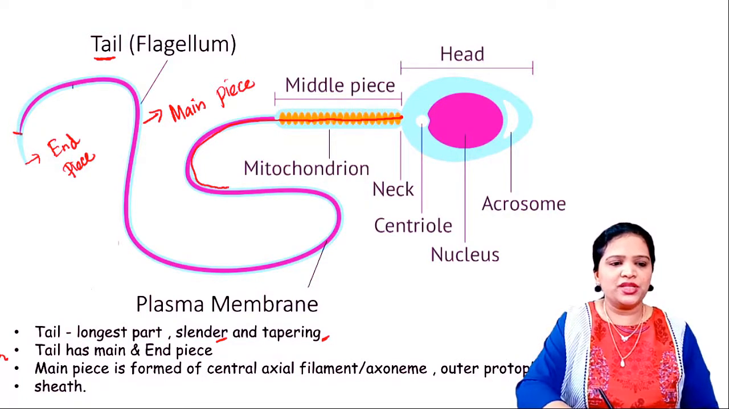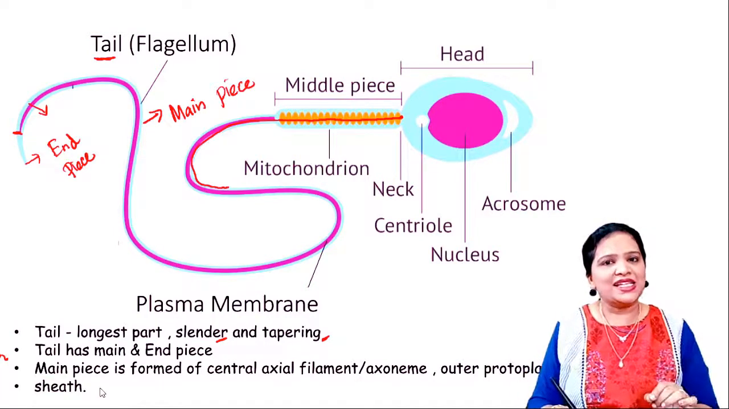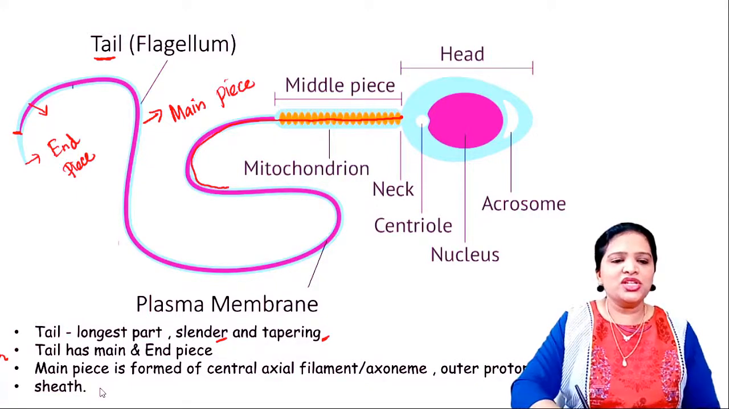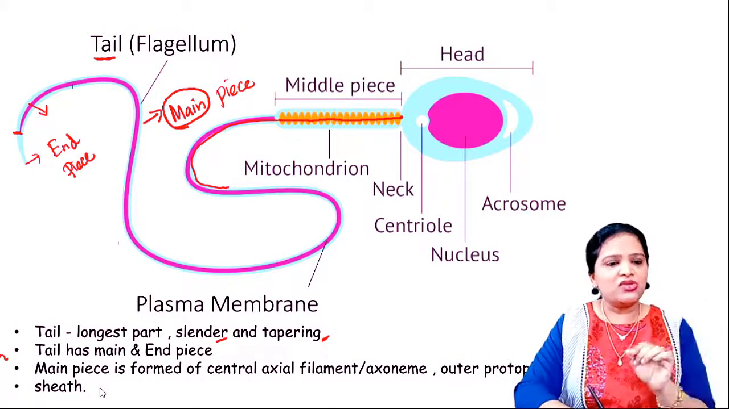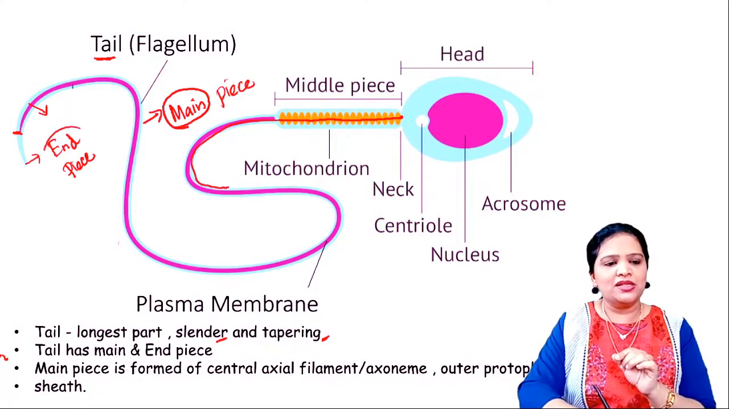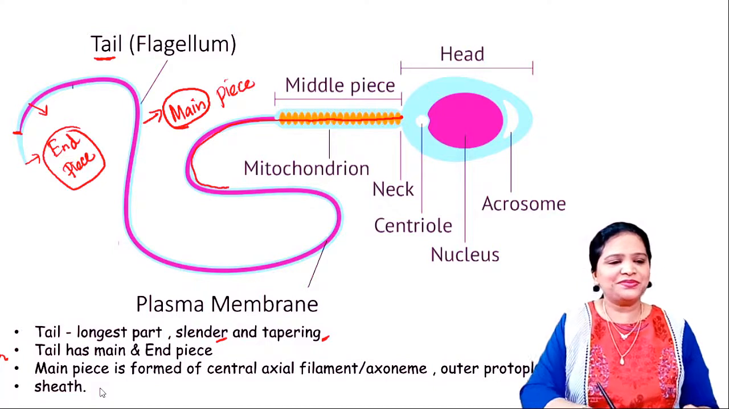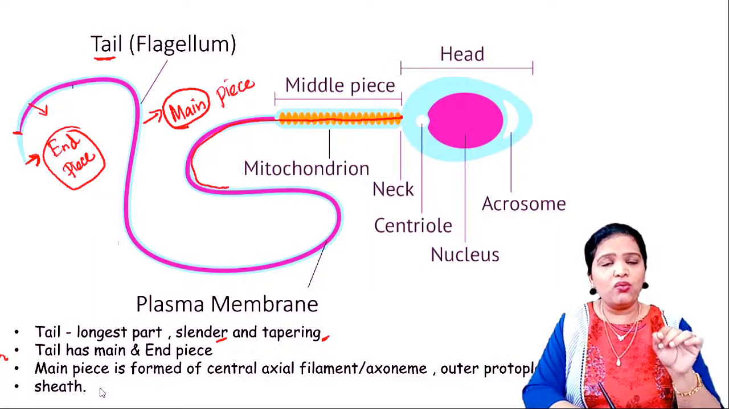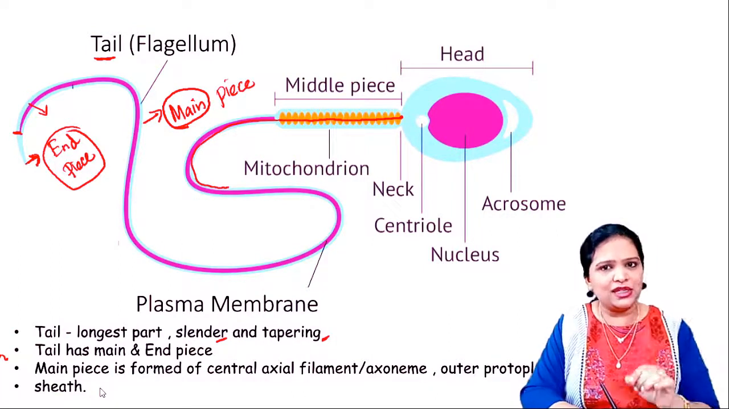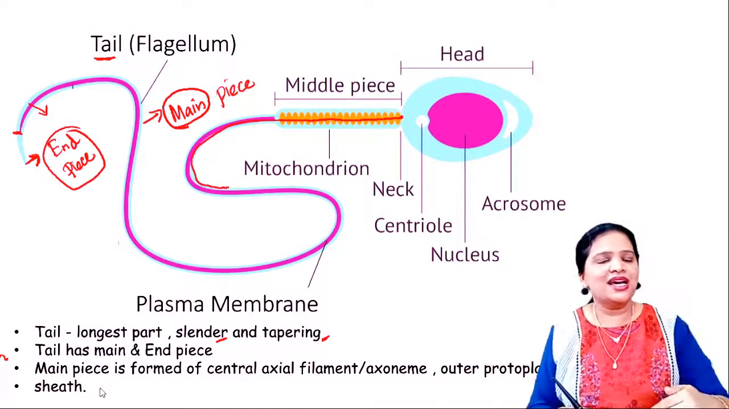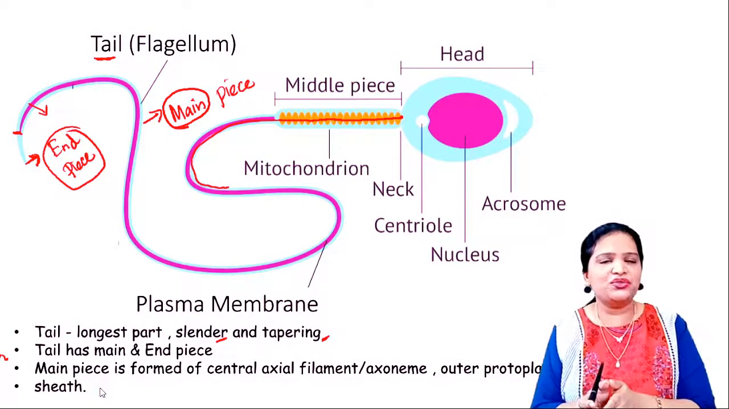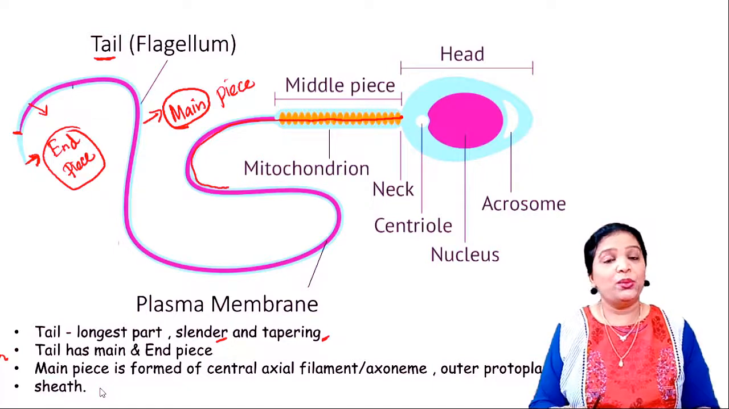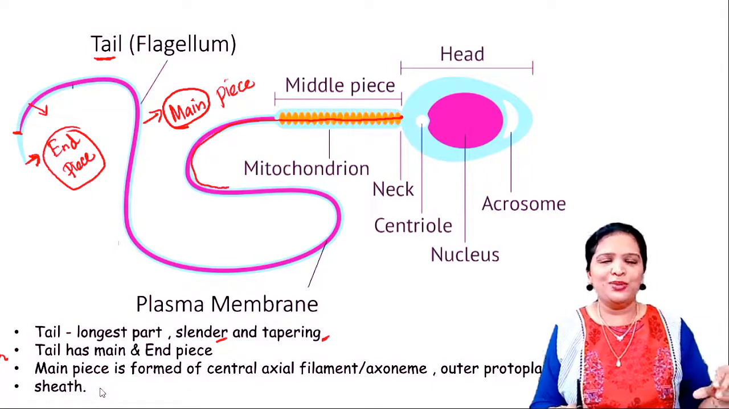till this region. See, this purple color region. This is called axial filament. So if the tail has axial filament in the center part, this region is called main piece. If the tail does not have this axial filament at the end part, this is called end piece. Clear? See here in this picture, in this blue color, there is no purple color inside. The purple color is the axial filament in this picture. Okay, so till the axial filament is present, that part is the main part of the tail. Where the axial filament is not present, that is the end part of the tail. The axial filament is a continuation from the middle part.